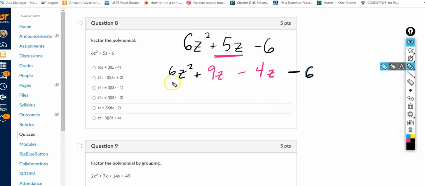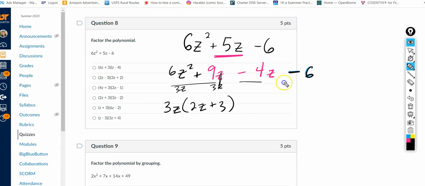All right, so with this pair, I can factor out a 3, and I can factor out a single power of z. Now what's going to be left in the parentheses? Well, divide each term by 3z. So I would have a 2, and then one of those z's would cancel. The z's would be gone here, and I'd have a 3.